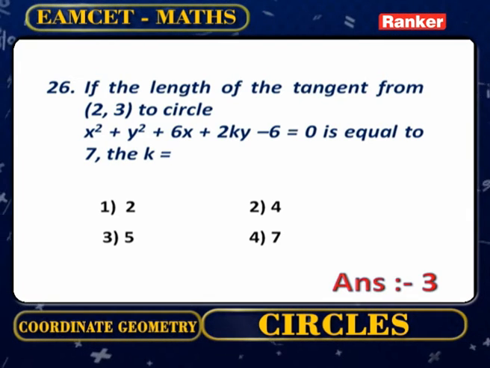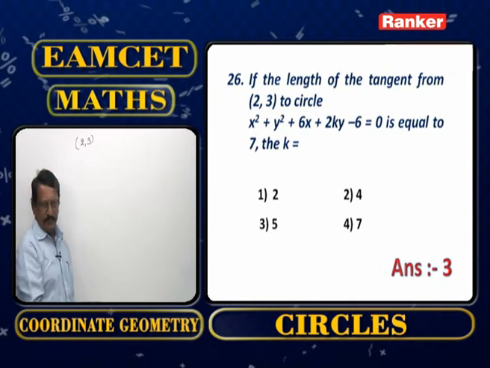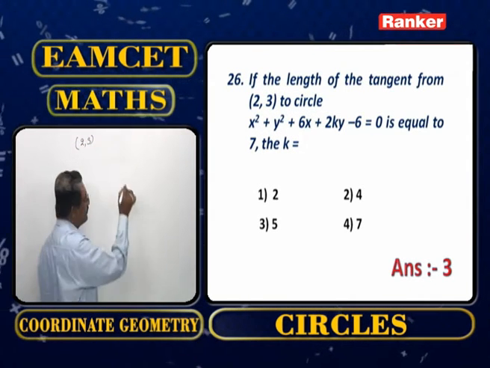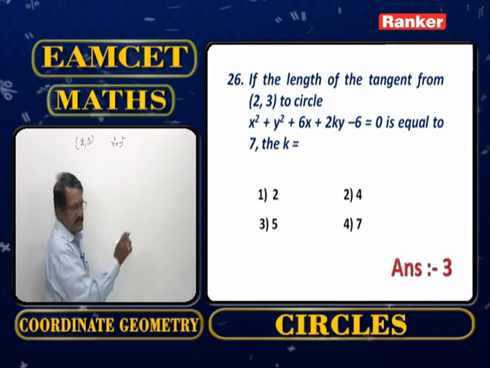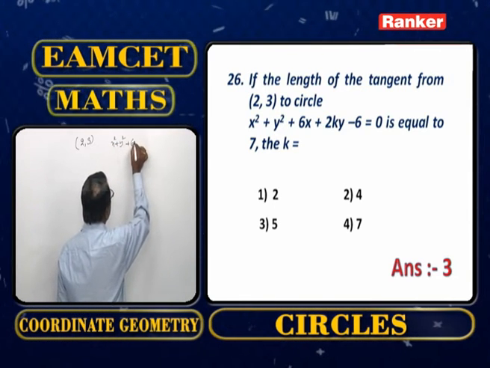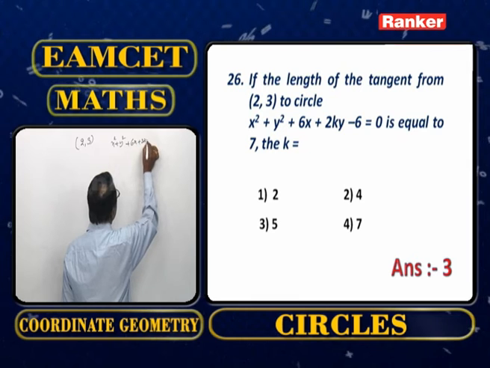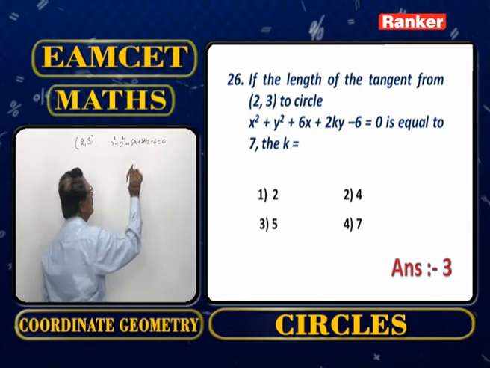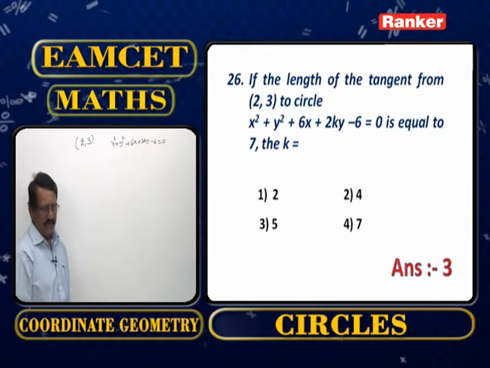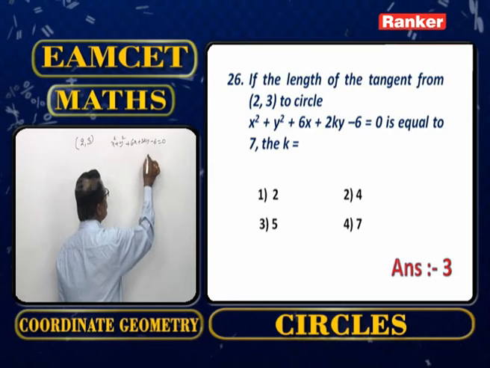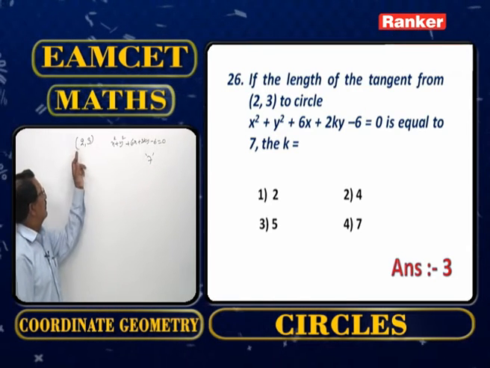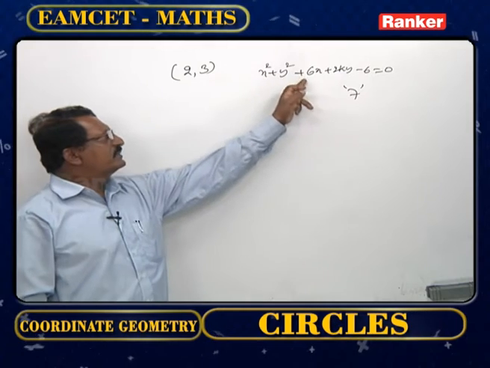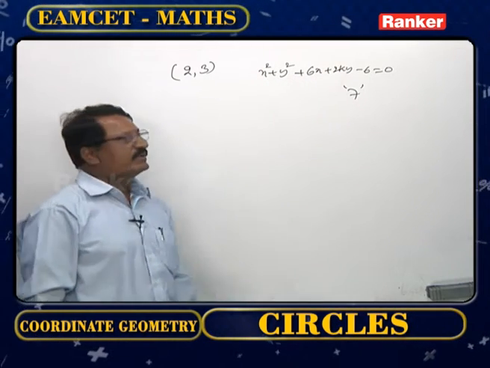If the length of the tangent from 2, 3 to the circle x square plus y square plus 6x plus 2ky minus 6 equals 0 is equal to 7, we require the value of k. The length of the tangent from 2, 3 to the circle is 7, and the value of k is required.